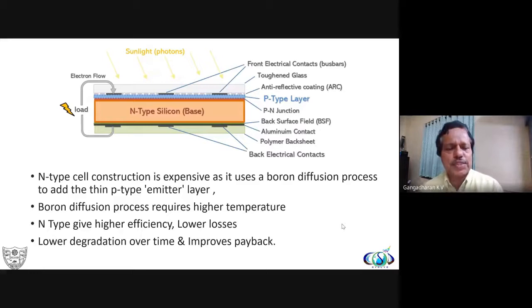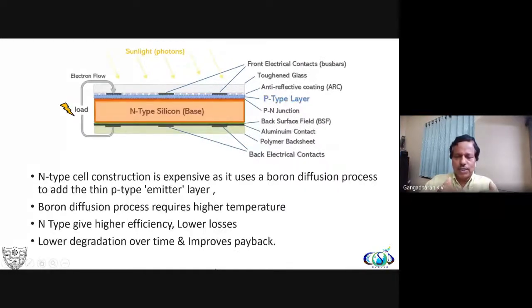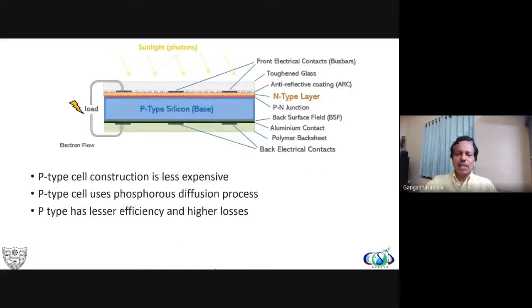N-type cell construction is a little expensive because of the boron diffusion process, which is a slightly high temperature process. Along with an N-type, you need to add a thin P-type emitter layer. It has one advantage: lower degradation over time. It won't go bad with time as easily as the P-type.